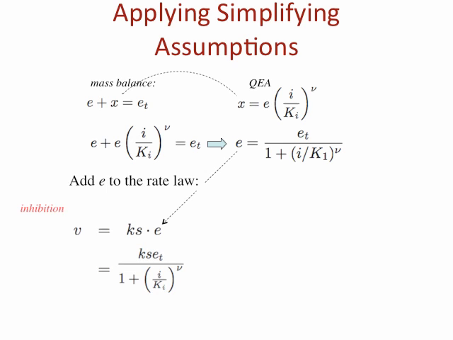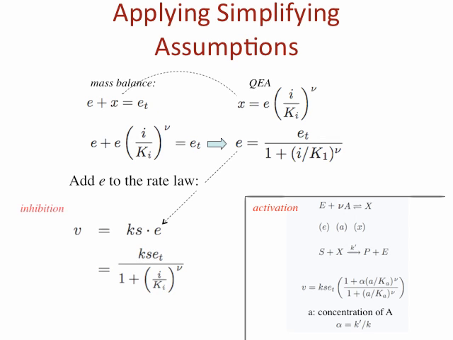We can then substitute this into the rate law to eliminate the concentration of the free enzyme and get the Hill rate law as shown. So you can see that the concentration of the inhibitor appears in the denominator. As that concentration builds up, the denominator grows and the reaction rate goes down.